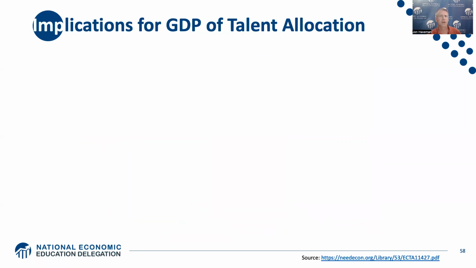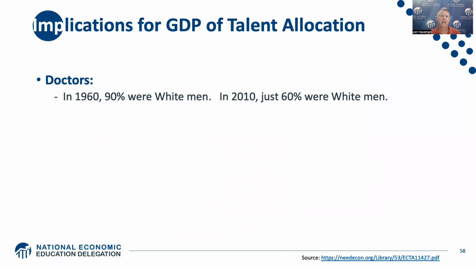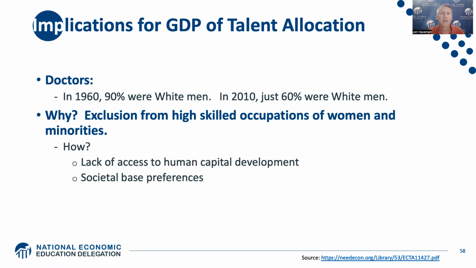It also turns out that discrimination has huge implications for GDP. In 1960, 90% of doctors were white men. In 2010, just 60% of doctors were white men, right? And that transformation applies to a large variety of different occupations. So that means that occupations are opening up, right? They're not just white men anymore, right?